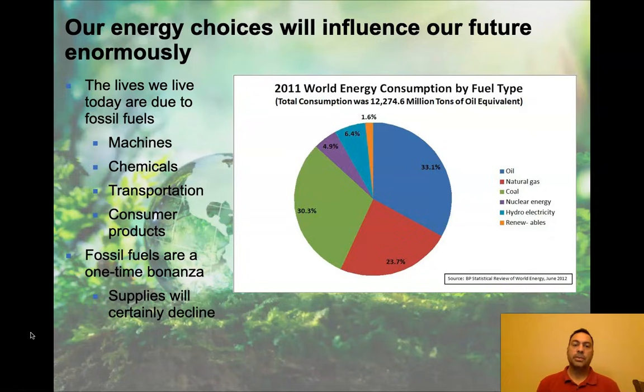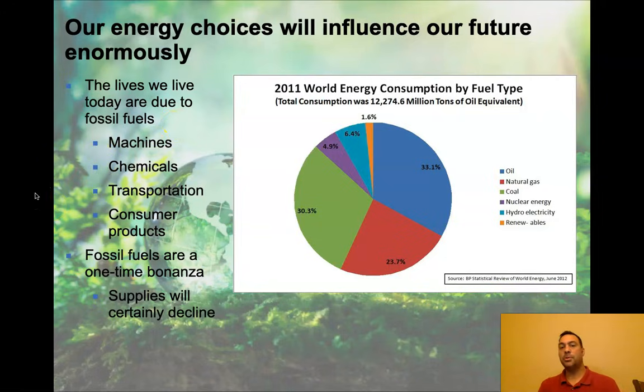In terms of things that we do on a day-by-day basis, it's usually our energy choices that tend to have the largest single influence on a day-by-day basis. So the lives we live today are due to fossil fuels. Everything, all the conveniences that we have, the machines that we have.